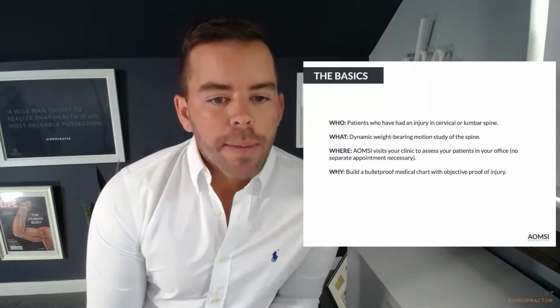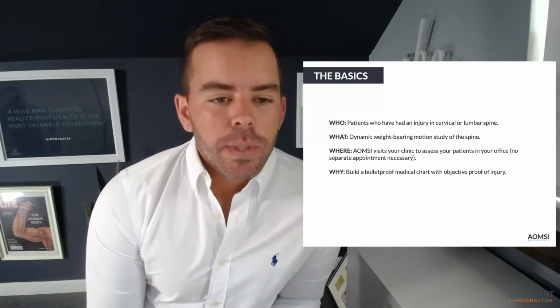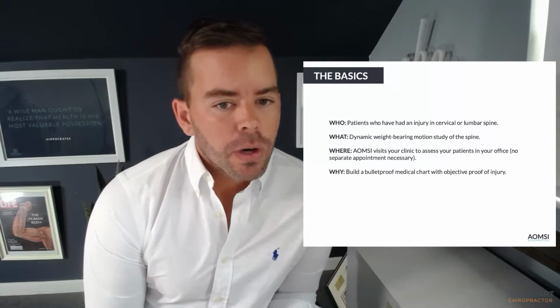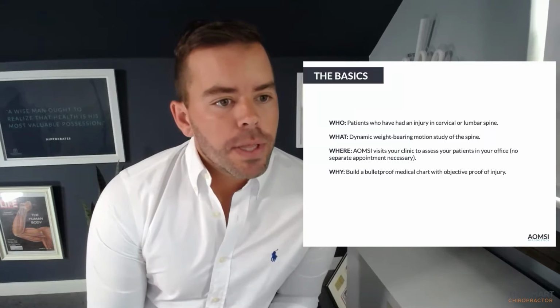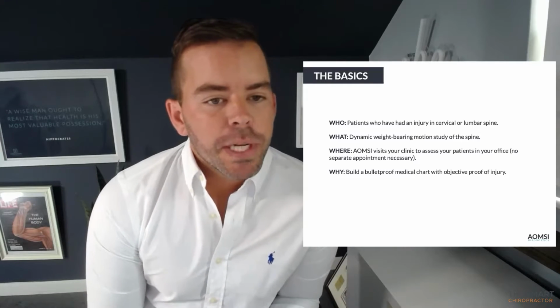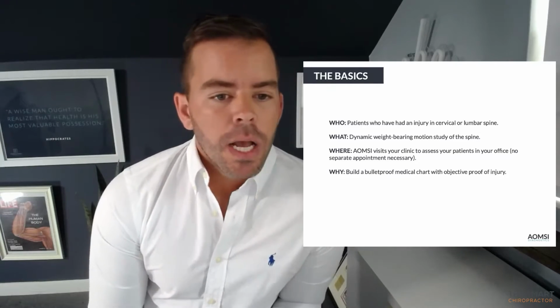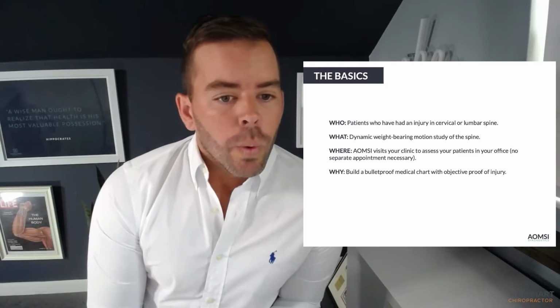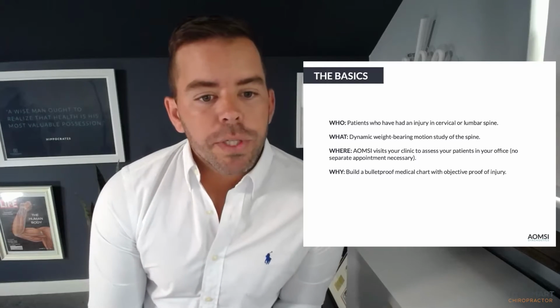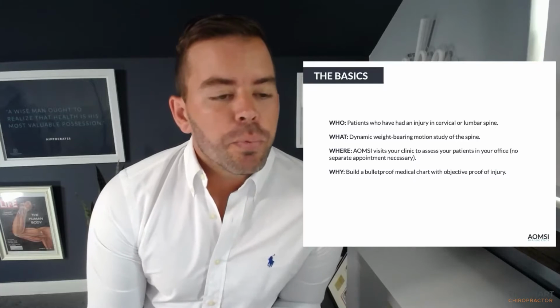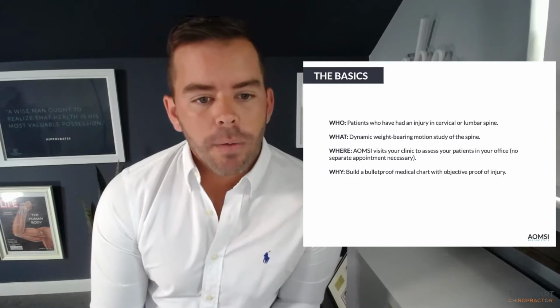It's a dynamic weight-bearing motion study of the spine. Again, we're going to talk quite a bit about functional analysis. It's much different than your flexion extension because those are going to be static, right? Just those static images.